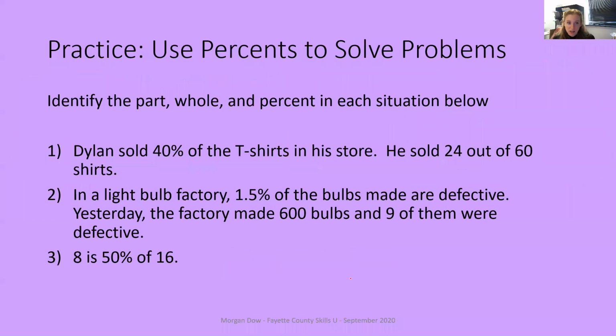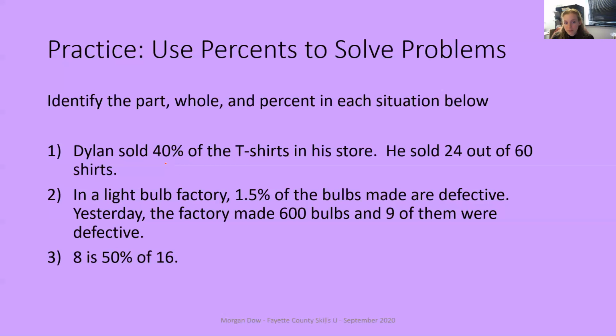All right, so next we are going to get some practice with identifying the part, the whole, and the percent in each situation here. So in these situations, there's no missing information. I've given you all the information. You are just practicing identifying these 3 important pieces. So, number 1, Dylan sold 40% of the t-shirts in his store. He sold 24 out of 60 shirts.